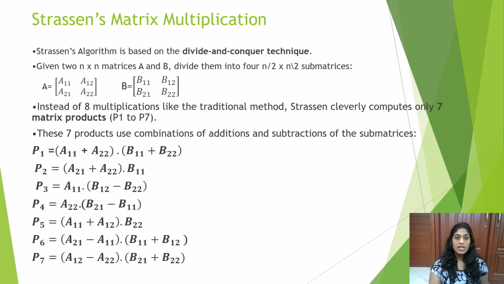And next, what is Strassen's multiplication? It is basically based on the divide and conquer technique, and here we are given A and B matrices, dividing them into n by 2 submatrices. Now, instead of 8 multiplications like the traditional method, Strassen cleverly computes only 7 matrix products, that is P1 to P7. Here are the formulas that use a combination of additions and subtractions. Here they are given: P1, P2, P3, P4, P5, P6, P7. You have to note it down.